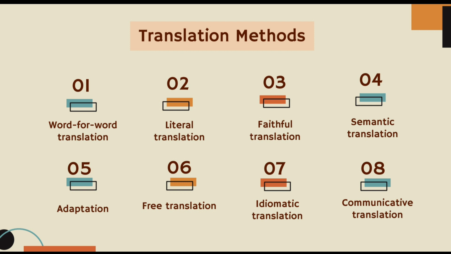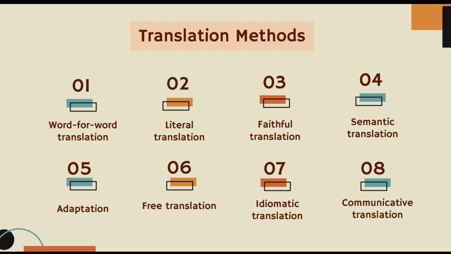Number 3. Faithful translation. It attempts to produce the precise contextual meaning of the original within the constraints of the TL grammatical structures. Number 4. Semantic translation, which differs from faithful translation only in as far as it must take more account of the aesthetic value of the SL text.